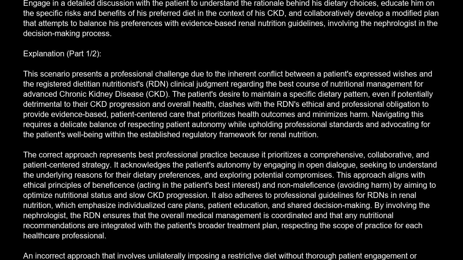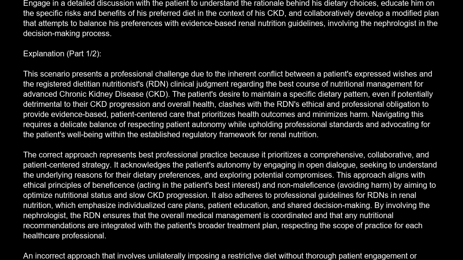It acknowledges the patient's autonomy by engaging in open dialogue, seeking to understand the underlying reasons for their dietary preferences, and exploring potential compromises. This approach aligns with ethical principles of beneficence, acting in the patient's best interest, and non-maleficence, avoiding harm, by aiming to optimize nutritional status and slow CKD progression.